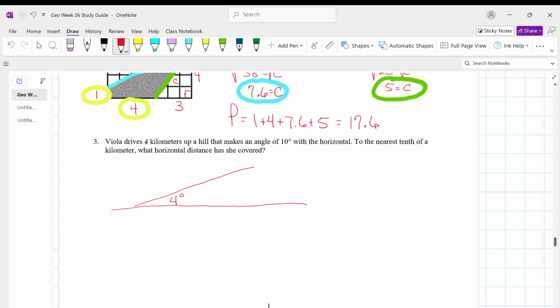I'm sorry, Viola drives 4 kilometers up a hill. This is 4. And this piece in here makes an angle of 10 degrees with the horizontal. So this is 10 degrees. We're going to drop in a vertical here and form a right triangle. To the nearest tenth of a kilometer, what horizontal distance has she covered? So we're looking for this distance here, this h.